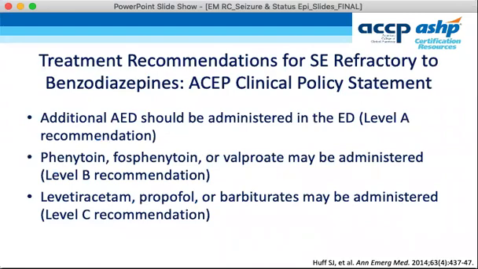So let's first take a look at ACEP and their clinical policy statements. They recommend additional antiepileptics should be administered in the ED. Okay, don't wait for the patient to get upstairs or somewhere else. They recommend, with a level B recommendation, phenytoin, fosphenytoin, or valproic acid. And then for a level C recommendation, levetiracetam, propofol, or barbiturates.